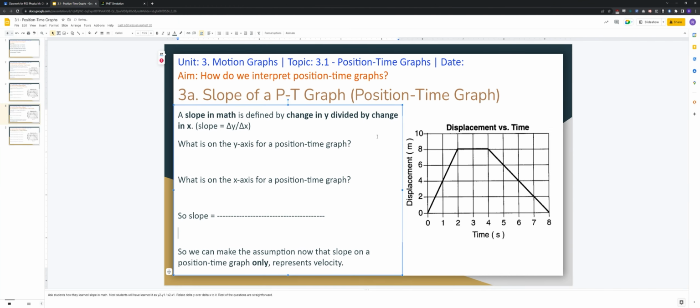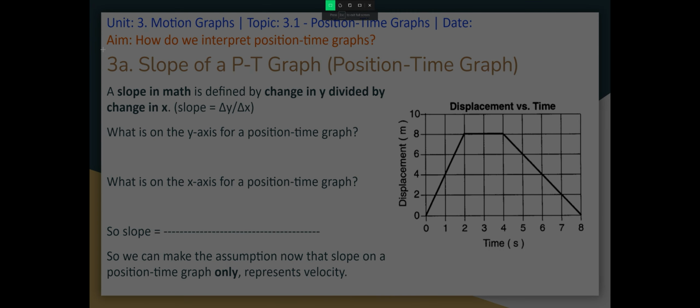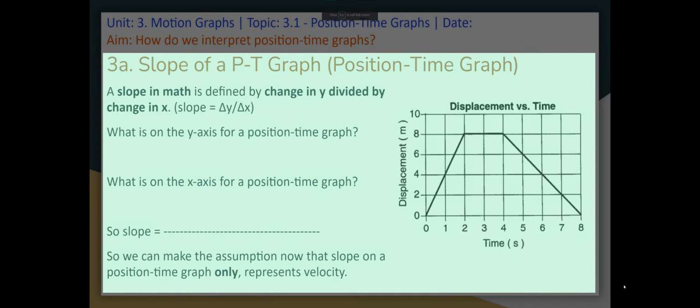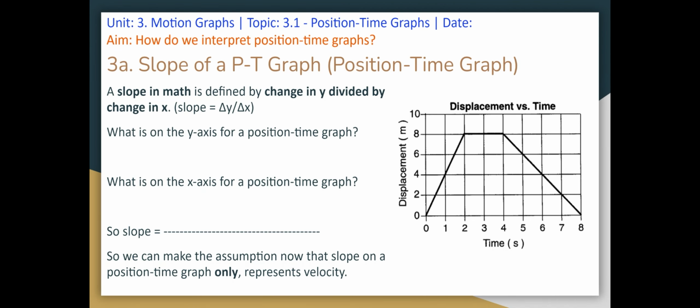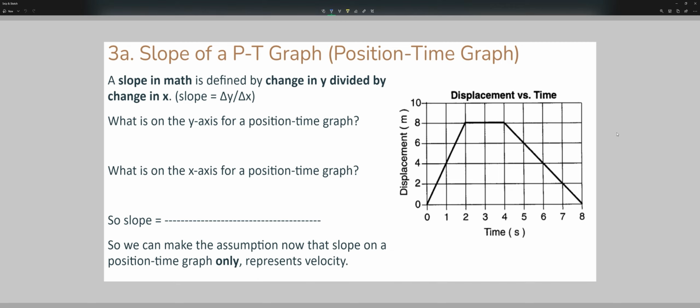Getting rid of that. So now we have this, right? So we're done with interpreting position time graphs. But now let's talk about the slope of a position time graph.